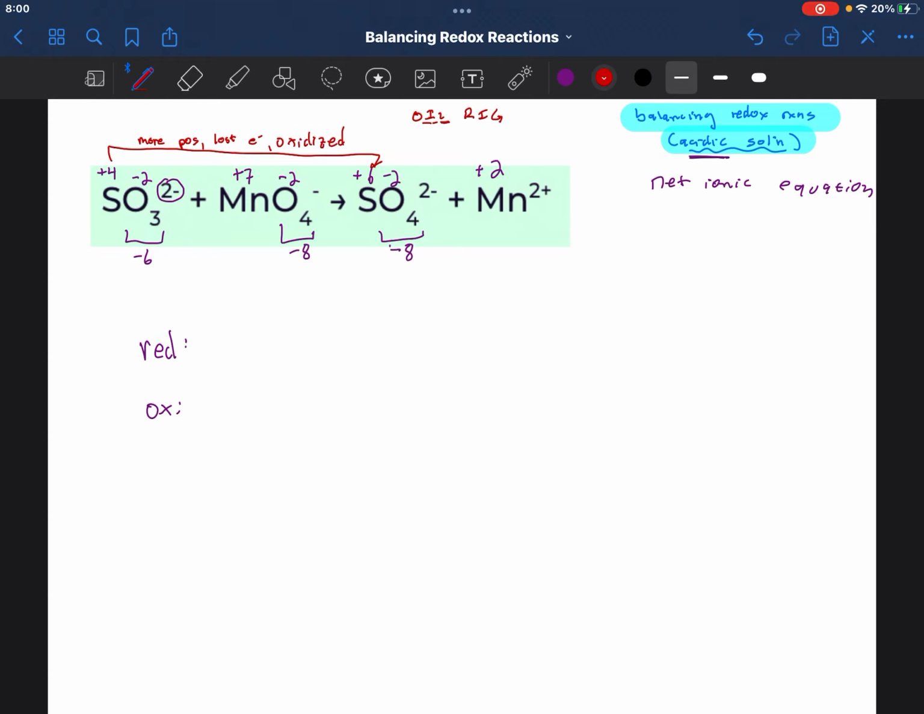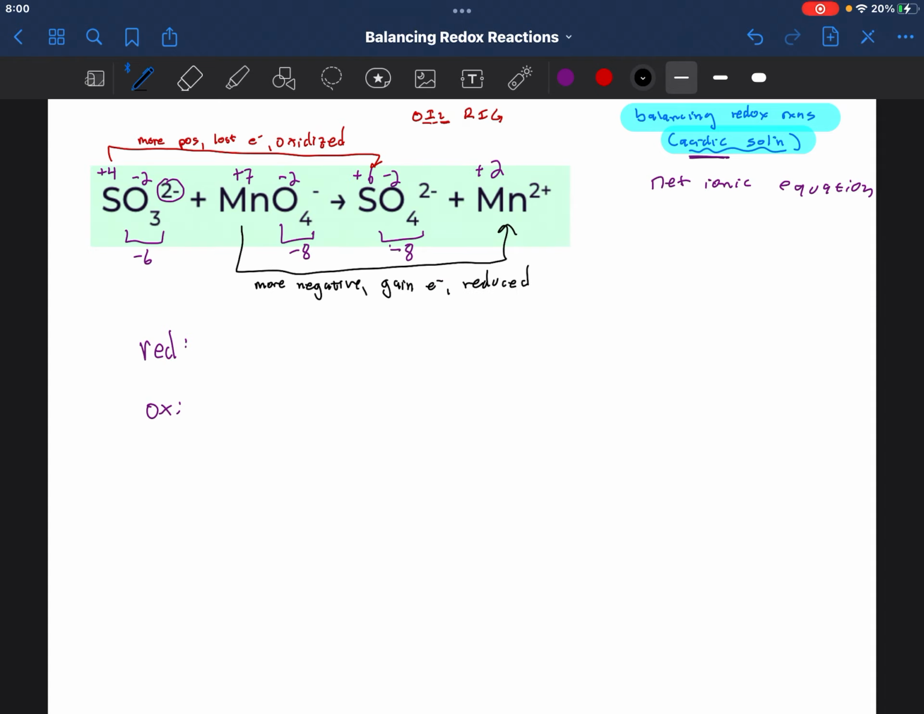Great. Manganese, +7 to Mn2+. I'm becoming more negative or less positive. That means I gained negative things. I gained electrons. That means I'm reduced.